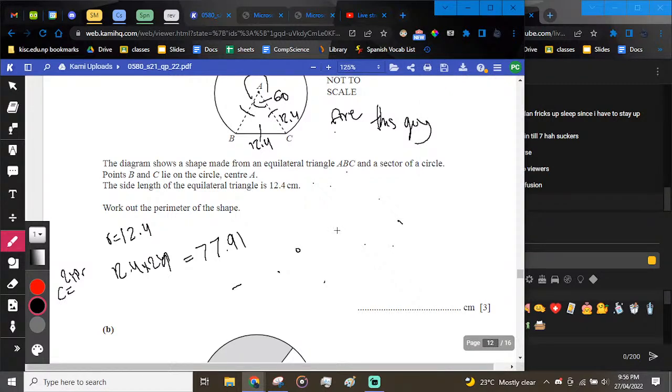Given that we know 300 degrees, 300 out of 360 degrees of the triangle is circumference. So 2 pi 12.4, and we have that 12.4 at the bottom. That's the correct thing I should be typing in, not the funky 0.2, which gave me a wrong answer earlier.